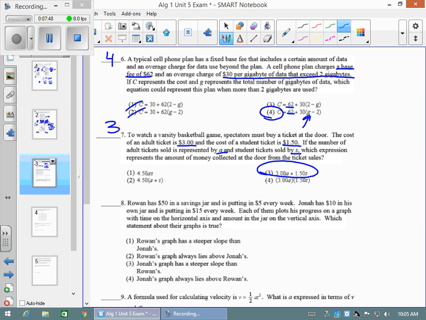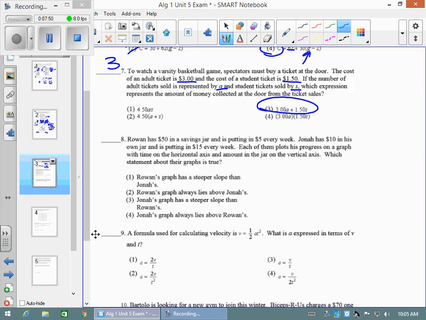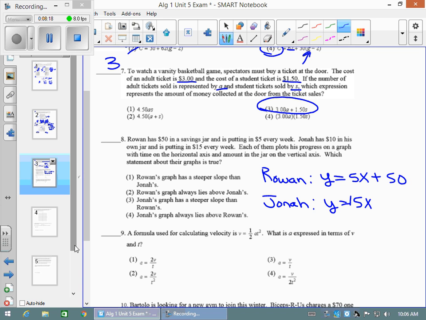Taking a look at number 8, you would want to try to write 2 equations. Rowan's equation and Jonah's equation. So Rowan has $50 in his savings jar and is putting $5 in every week. So if we let y equal the total cost and x equal the number of weeks, your equation would look like this. Jonah has $10 in his own jar and is putting in $15 every week. So again, y is my total cost. x is my number of weeks. So it would be 15x plus 10.